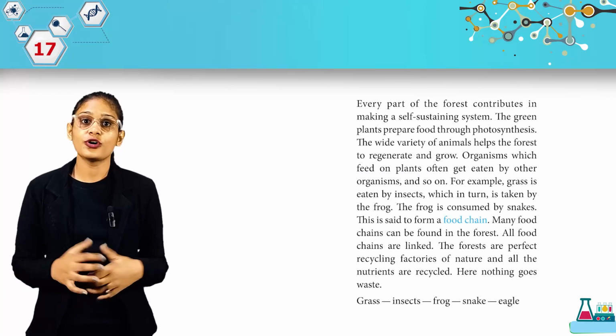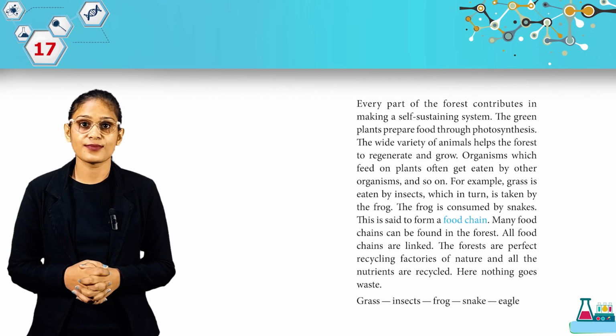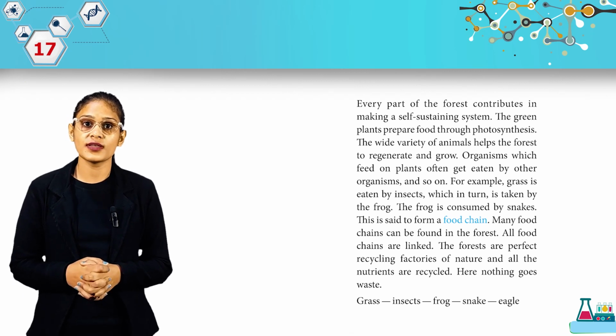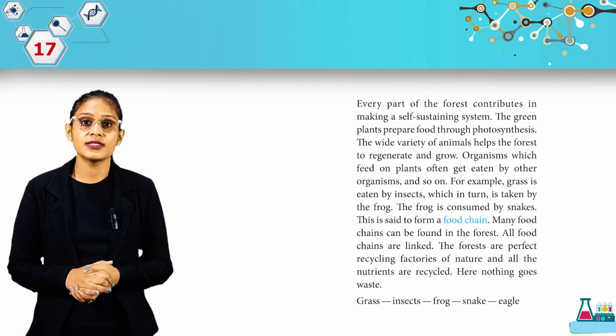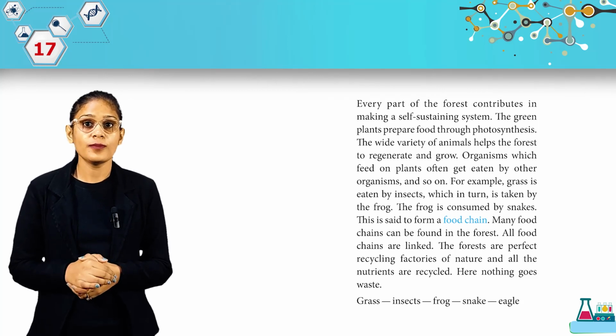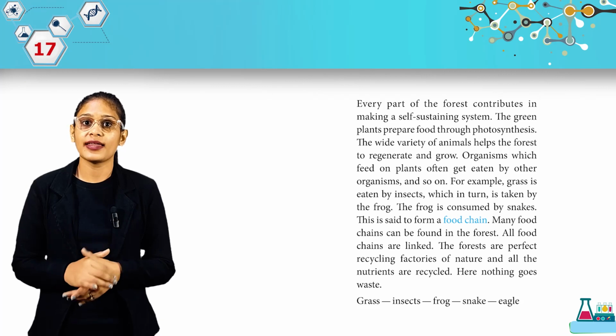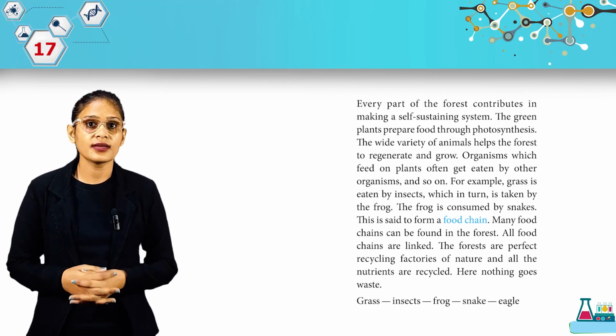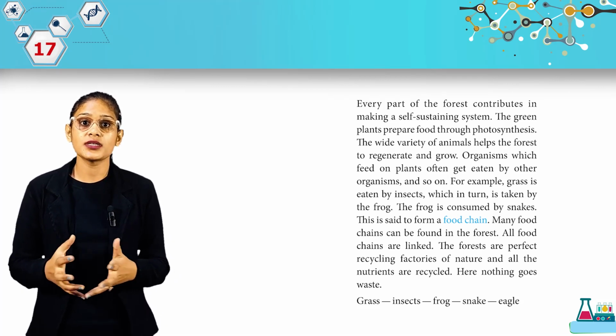Every part of the forest contributes in making a self-sustaining system. The green plants prepare food through photosynthesis. The wide variety of animals helps the forest to regenerate and grow. Organisms which feed on plants often get eaten by other organisms and so on. For example, grass is eaten by insects, which in turn is taken by the frog.